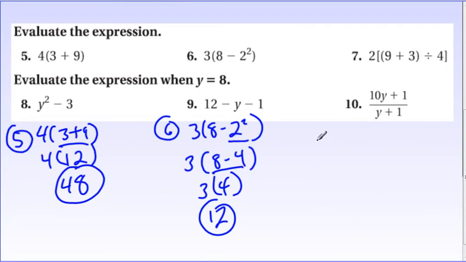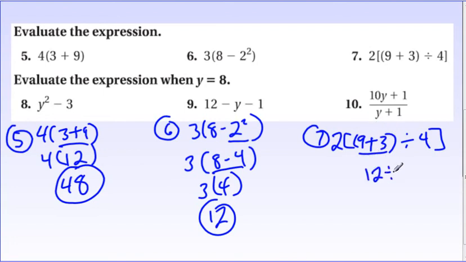Number 7, a bit longer. So we've got those square brackets, the parentheses divided by 4. Their problem looks a little bit neater than mine, but I still see I've got parentheses inside parentheses, so I do the inside one first. 9 plus 3 is 12. Because this answer was just a number, you can drop the parentheses because it's not being multiplied by anything. 12 divided by 4 is 3.